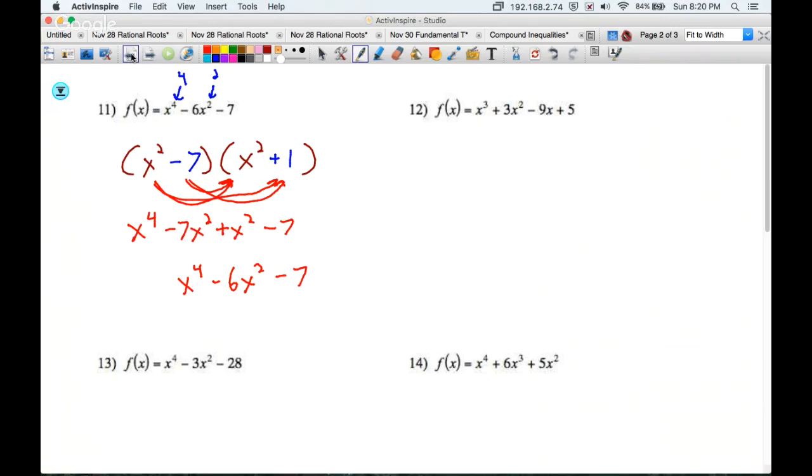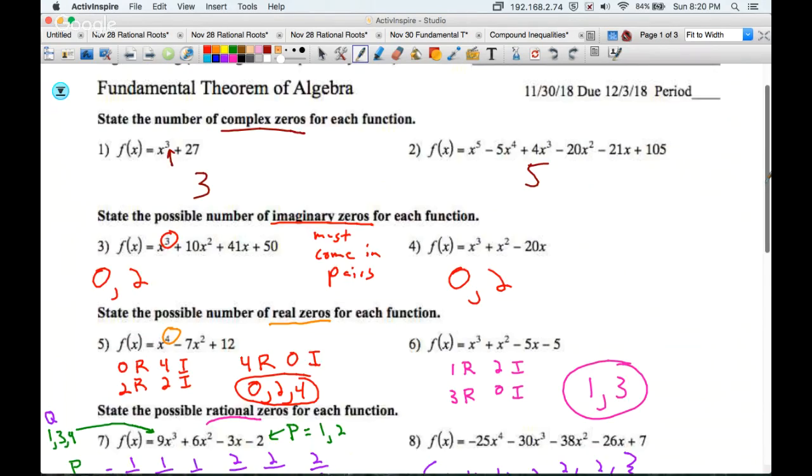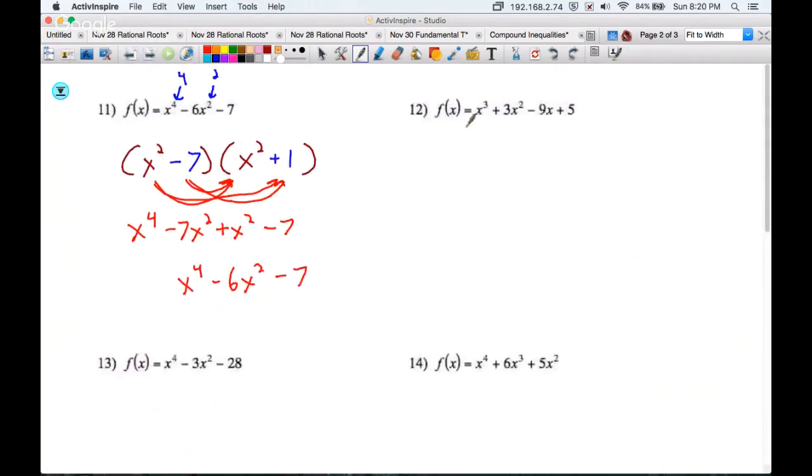I believe the instructions here want us to solve it all the way. Yeah, find all zeros. So I would need to now set these equal to 0 and solve. And I hope we're okay if I just kind of shortcut this to plus or minus the square root of 7 and plus or minus i. And there's all 4 roots.